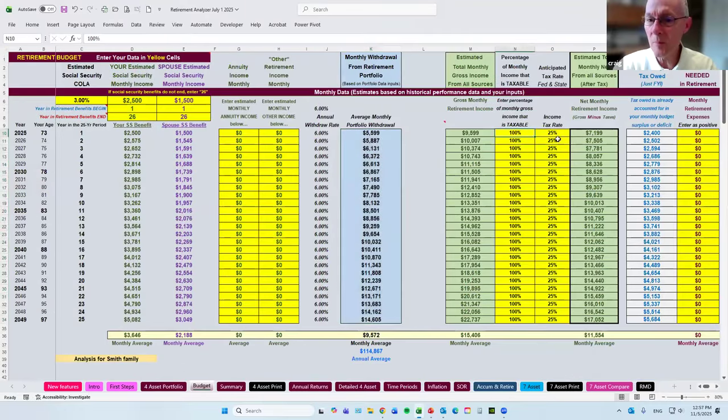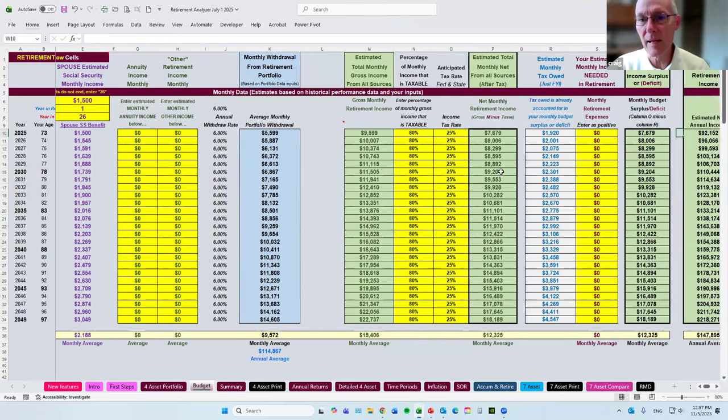You then can enter what percent of that income is taxable. Let's say that 80% is taxable. Okay. What's the tax rate? Let's just leave it at 25%. That then gives us an estimated total net income each month. And then just for FYI, in this column is the amount of tax you owe.